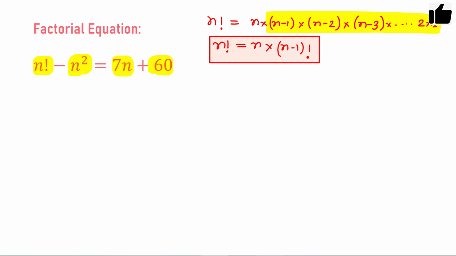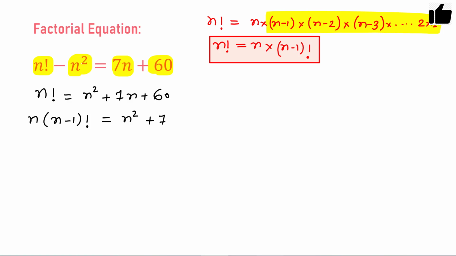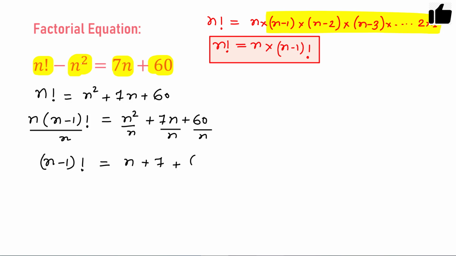So if I rewrite this expression, I will have n factorial equals n square plus 7n plus 60. And n factorial, as I said, can be written recursively as n into n minus 1 factorial. Now I can divide by n throughout, and each term is divided by n. So we will have n minus 1 factorial, and this side we will have n plus 7 plus 60 by n.